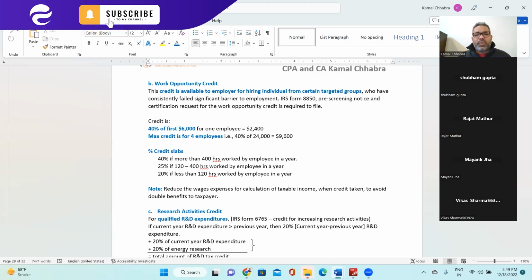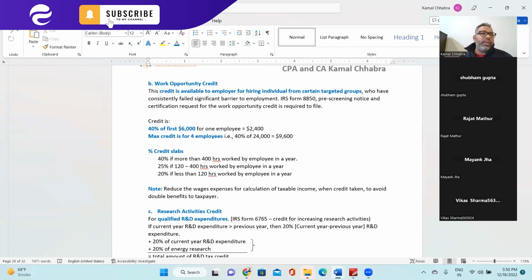So this slab you need to remember. If an employee has worked for more than 400 hours, normally in a month we consider 160 hours, right? If I do simple math, if an employee has worked for 2.5 years in a month, then you will be getting a 40% credit per employee, right?